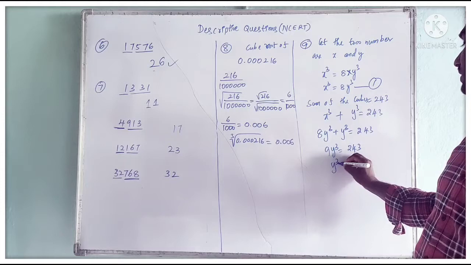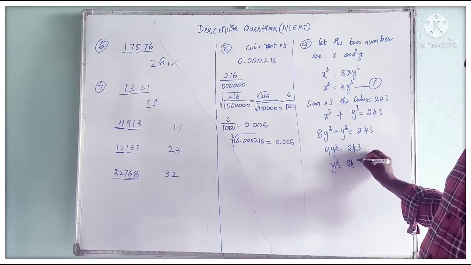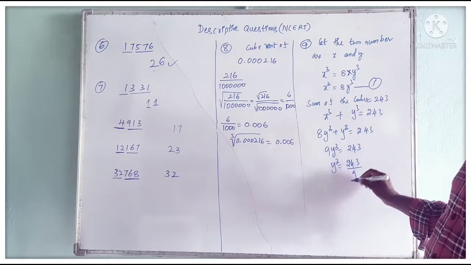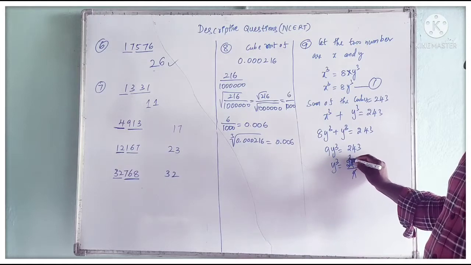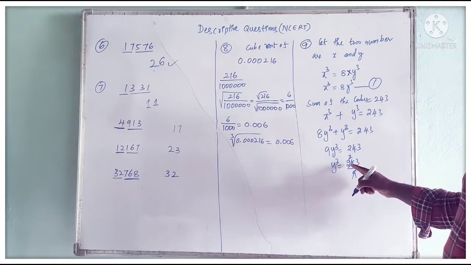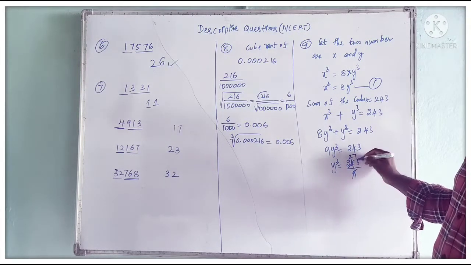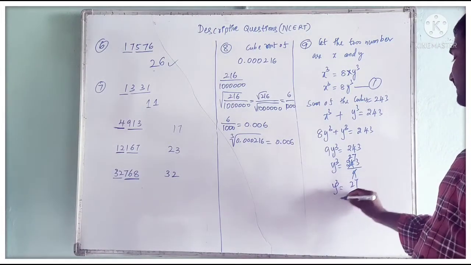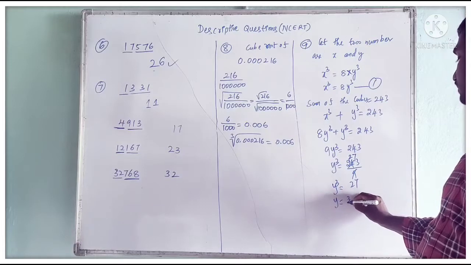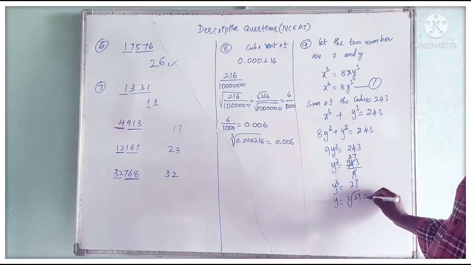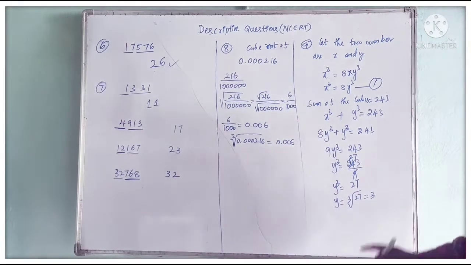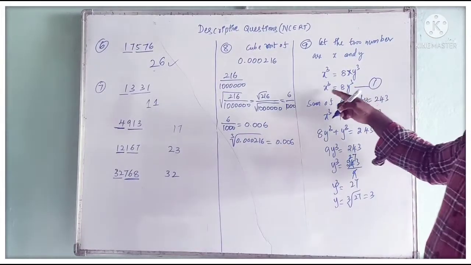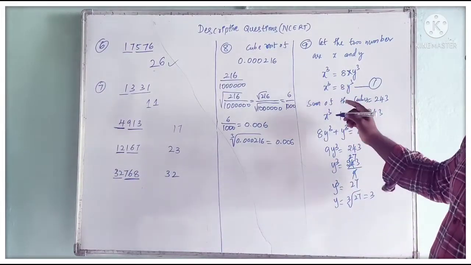Then y cube equals 243 by 9. Cancelling, 9 twos are 18, 9 sevens are 63, so y cube equals 27. Then y is the cube root of 27. The cube root of 27 is 3. So y is equal to 3.